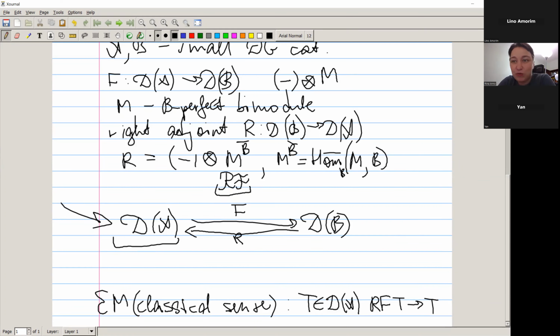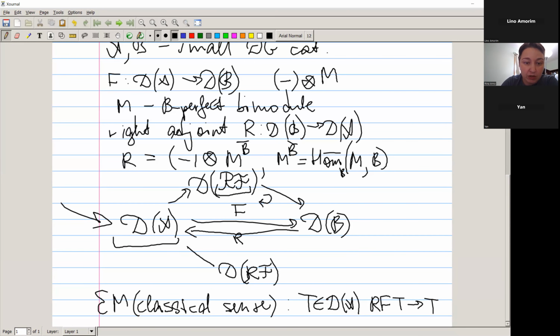That's not a composition of some R and some F. But yeah, so this is essentially the category of modules over a monad. And we have functors this way that make this commute, and their adjoints that make this commute.